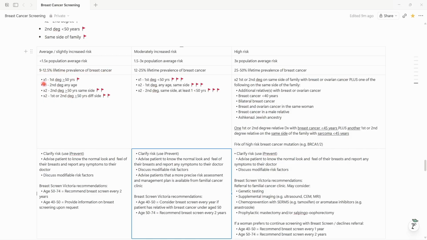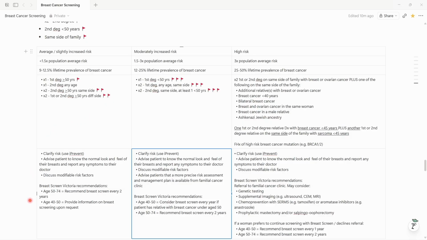So if they have only 1 family member with breast cancer above 50, then that does not qualify them to be at moderately increased risk. If they have 2 second degree family members above 50 on the same side, that only qualifies as 2 flags, so not quite 3 flags. And likewise, if they have 2 first or second degree family members above 50, but they're on different sides, then that is also 2 flags.